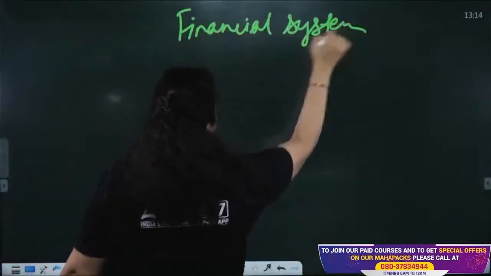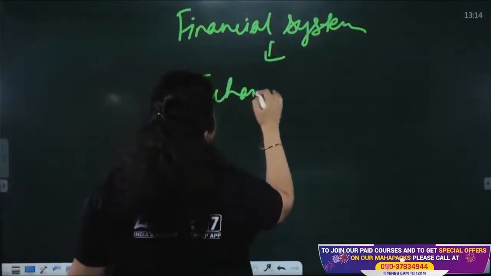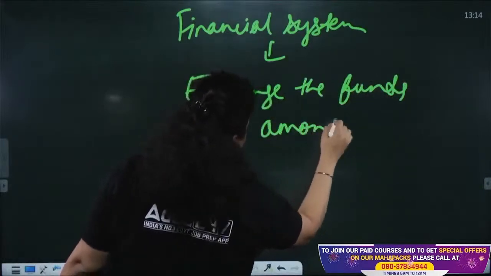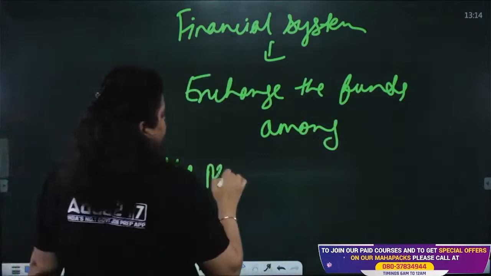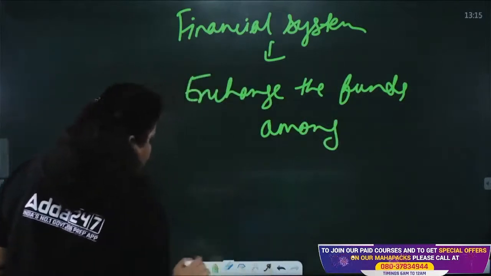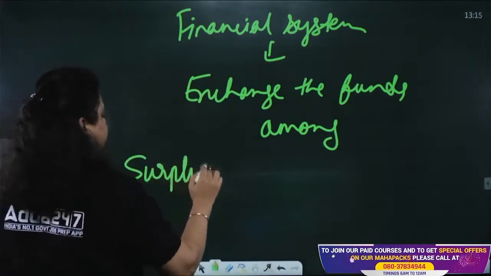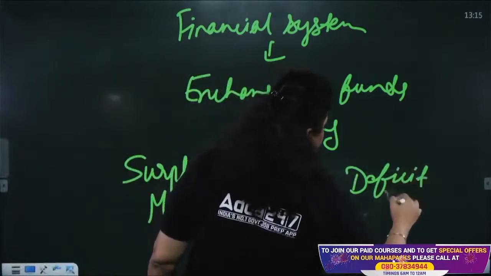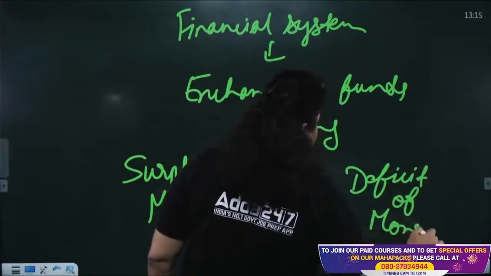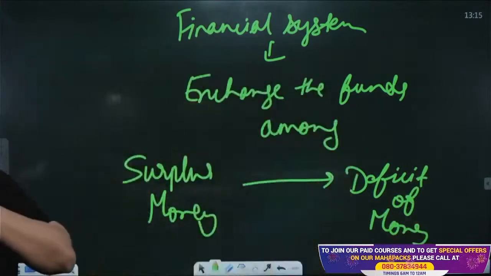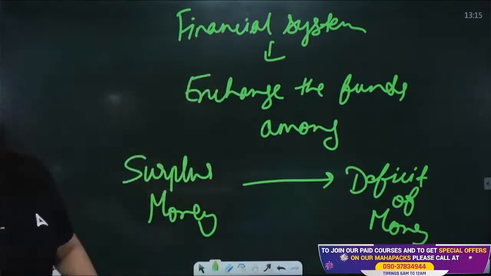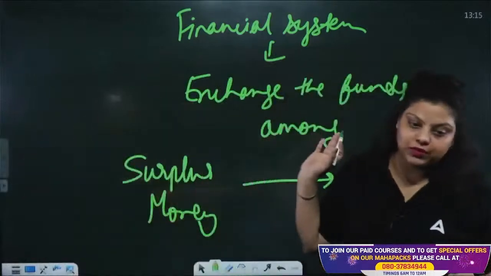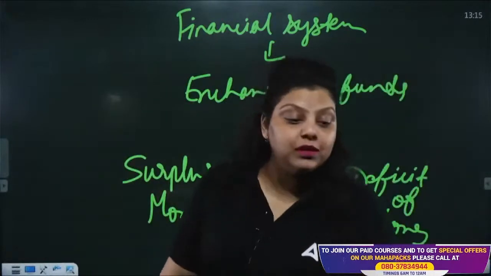So if I am talking about the financial system, it is the system where we exchange the funds among whom? Among the persons who have surplus money and the persons who have a deficit of money. To exchange the fund among the persons who have a deficit of money and the persons who have a surplus of money, this is known as the financial system. Surplus money persons means those persons who save their money.